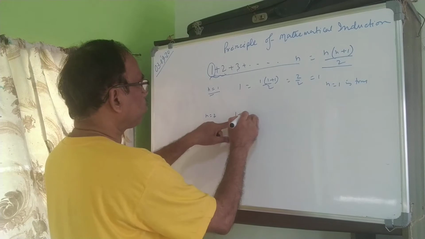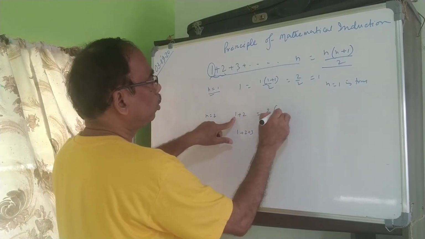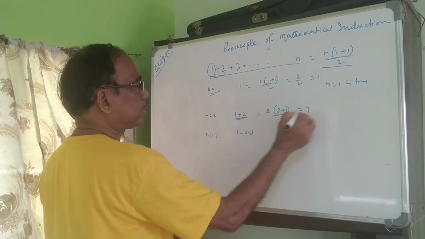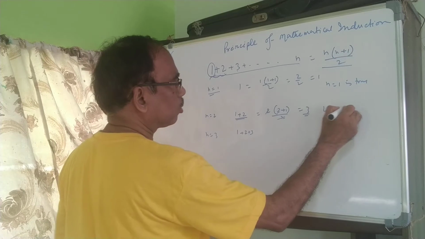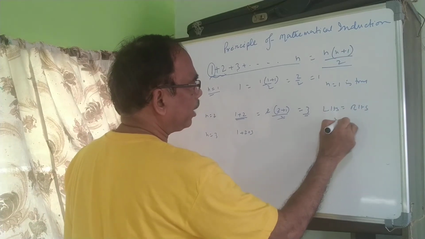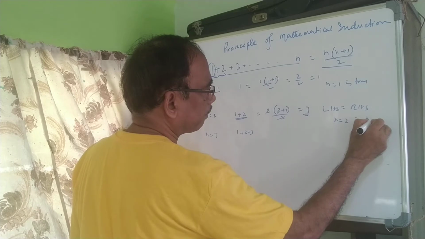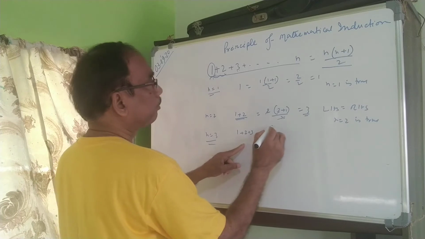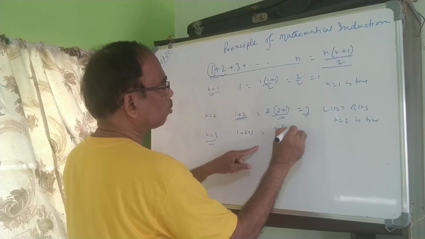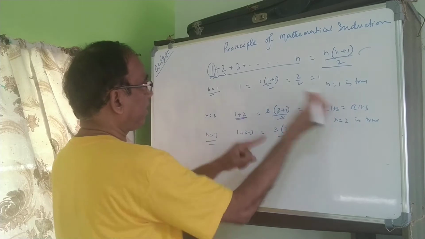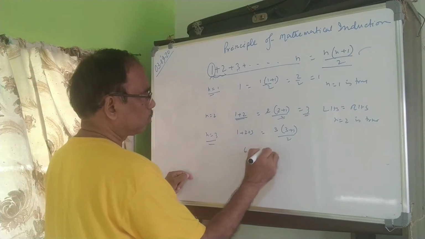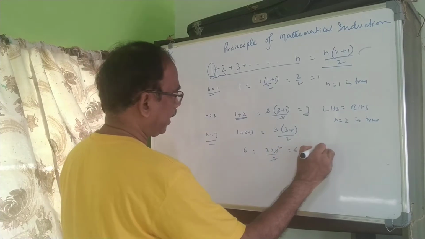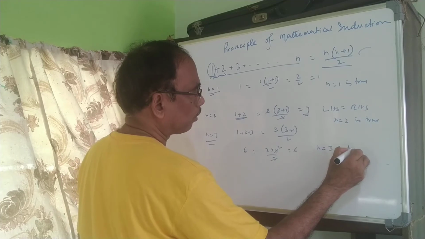Suppose n equals 2. Then 1 plus 2 equals 2 into 2 plus 1 by 2. That is 3; 1 plus 2 is 3. Therefore, LHS equals RHS, so n equals 2 is true. When n equals 3, first term, second term, third term, this equals 3 into 3 plus 1 by 2. Putting the left hand and right hand, that is 6 equals 3 into 4 by 2, that is 6. Therefore, n equals 3 is true.